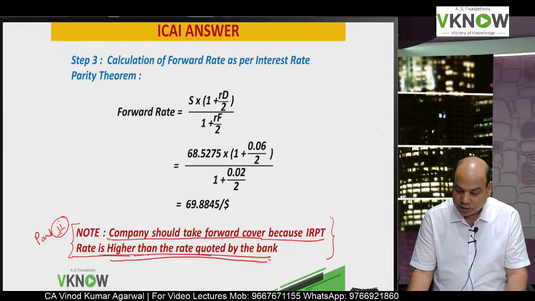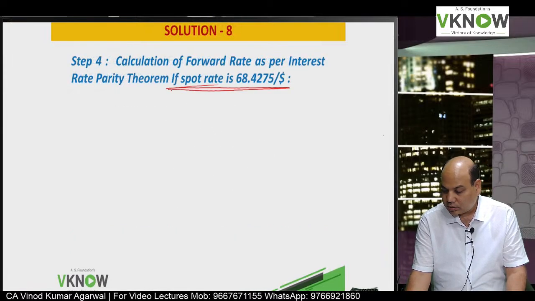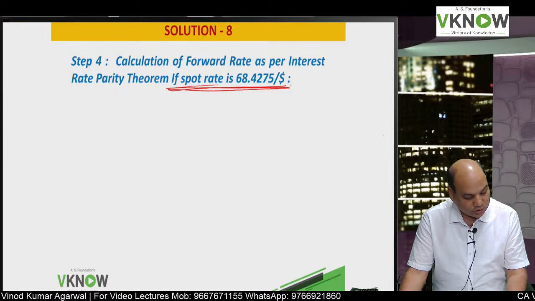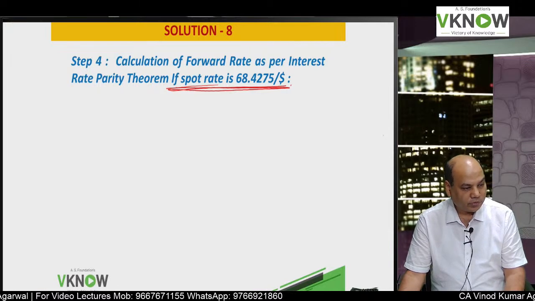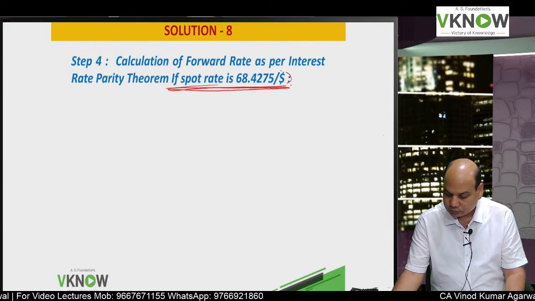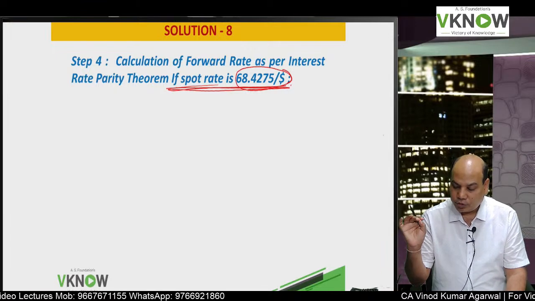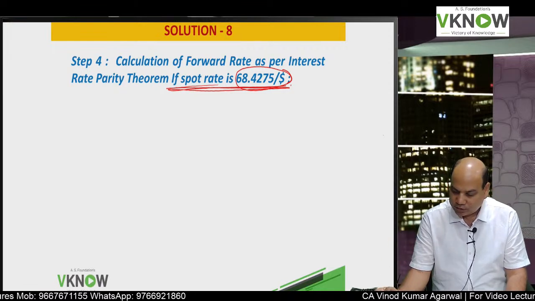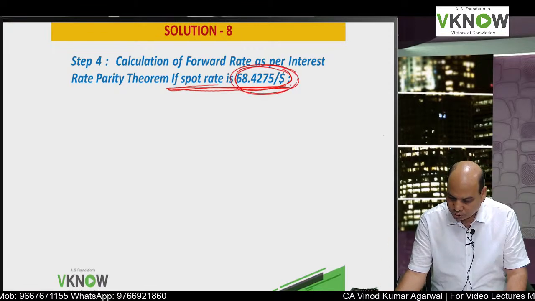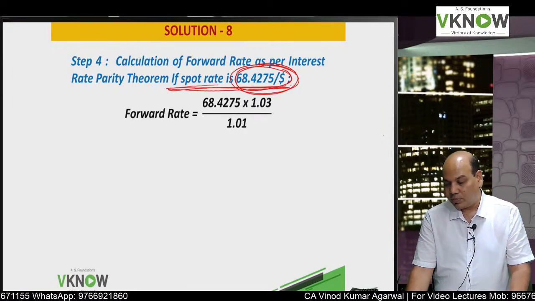In the third part of the question, they ask whether your answer will be the same if the spot rate is 68.4275. So let us check. Same thing: again I am going to compute the forward rate as per IRPT, and check whether it is below or above the rate quoted by the bank, and accordingly we will be able to answer.